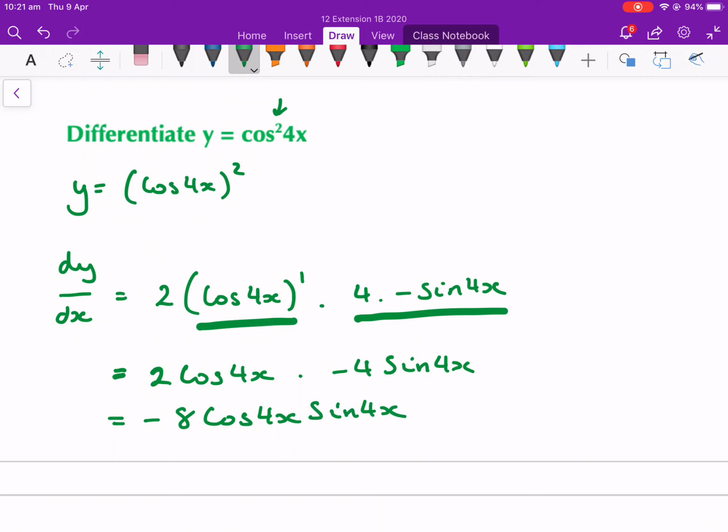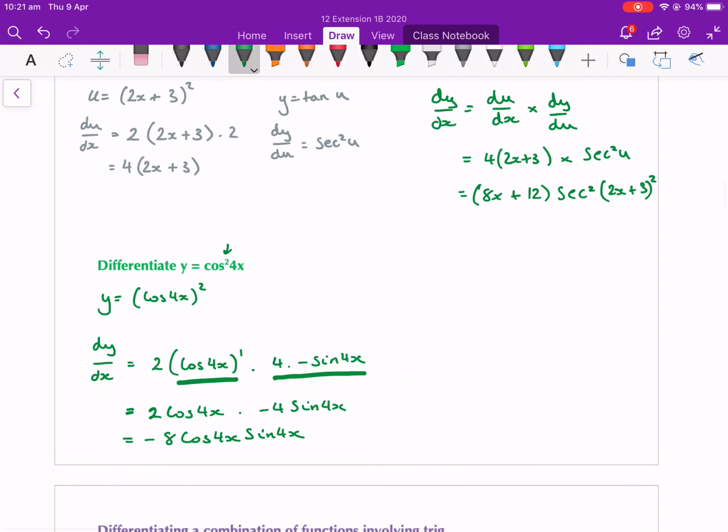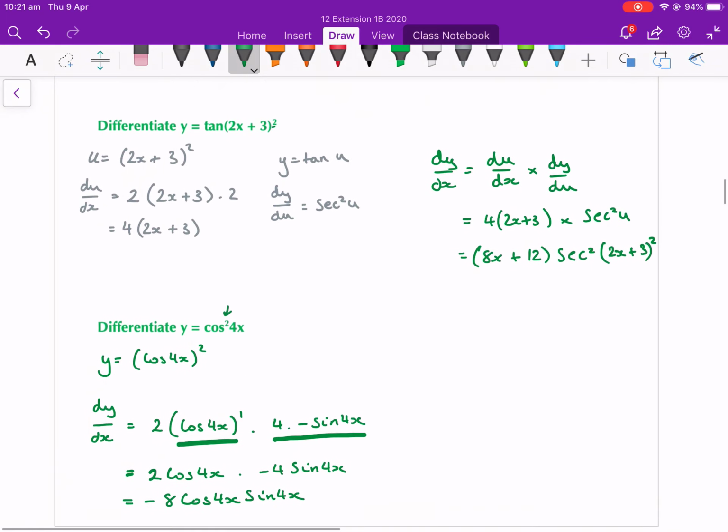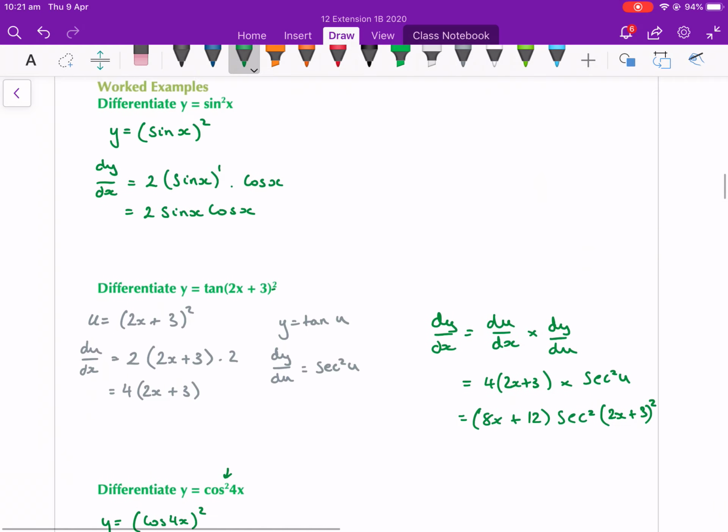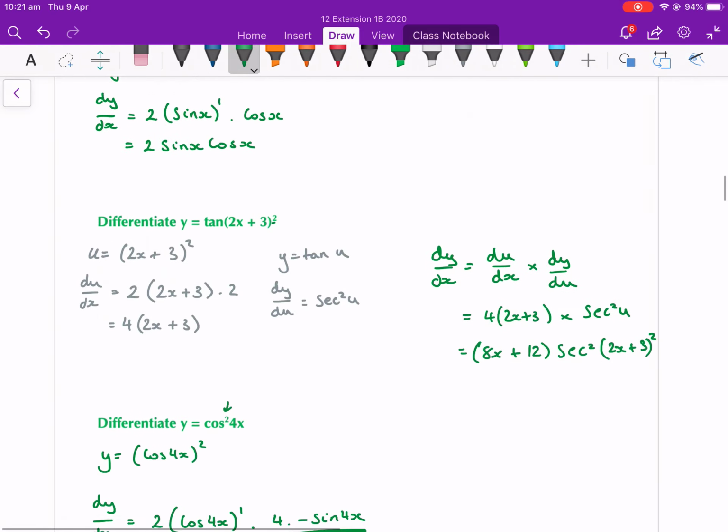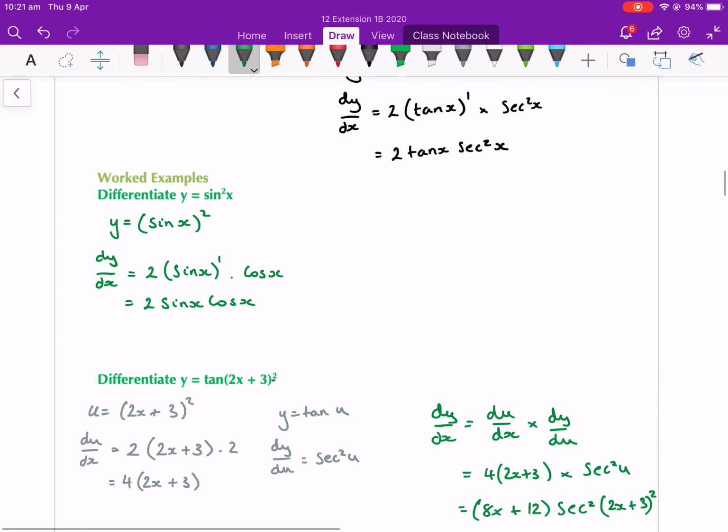And there's some good examples for you to have a look over that involve differentiating trig functions that have been raised to a power. And I recommend you try and get your head around this and go and practice a few now.